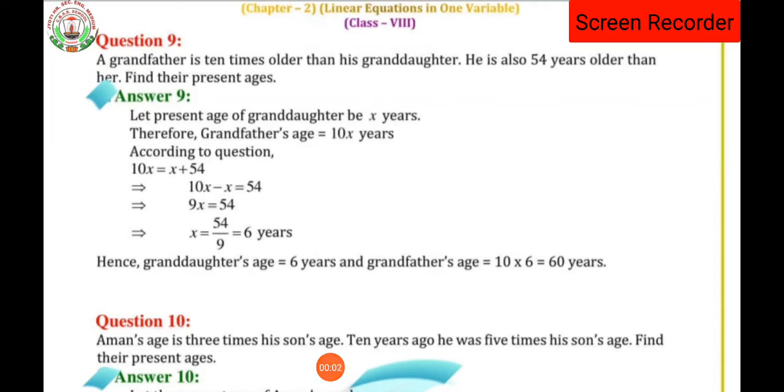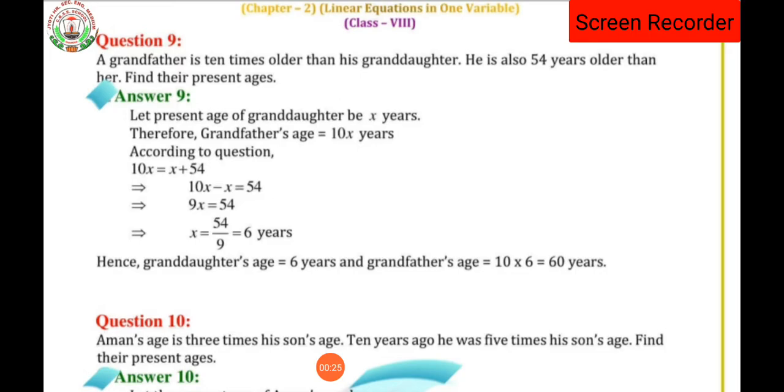Good morning to everyone. Today we are going to see exercise 2.4 question number 9. In the previous video we had already completed questions 1 to 8. Now we are going to start question number 9 from chapter number 2, linear equation in one variable. So dear students, what does question number 9 say?